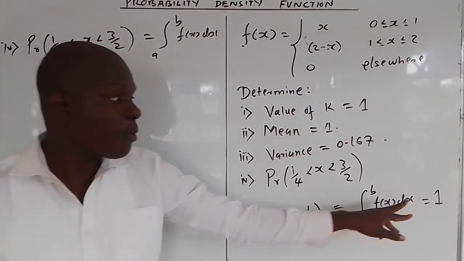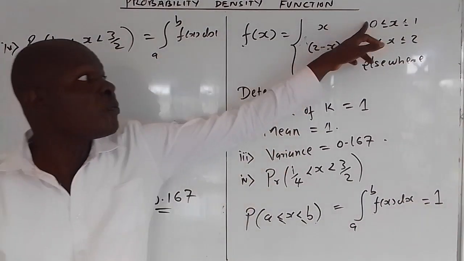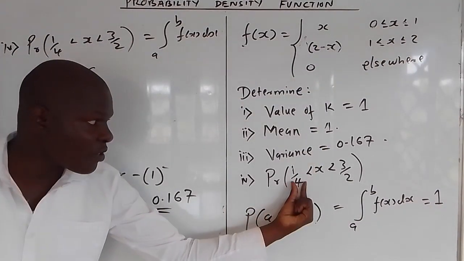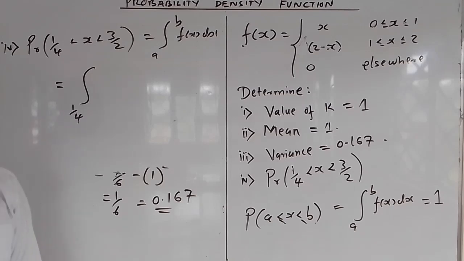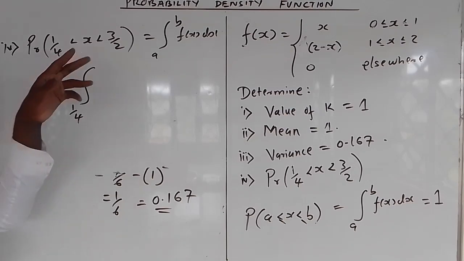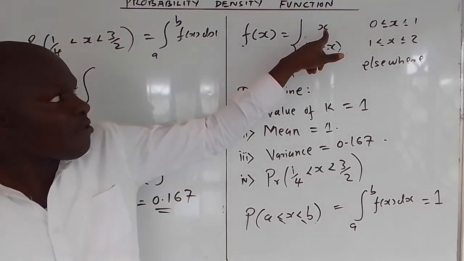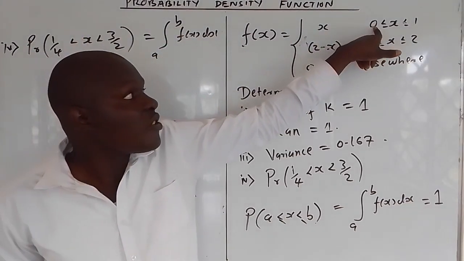But remember, the whole probability is not 1 because you are not dealing with the whole interval. You are just taking part of it, from a quarter to 3 over 2, isn't it? Are you seeing that? Meaning you are going to get part of it. Are we together? Now look here. If you start from 1 over 4, what is f of x? F of x is x when the range is from 0 to 1.